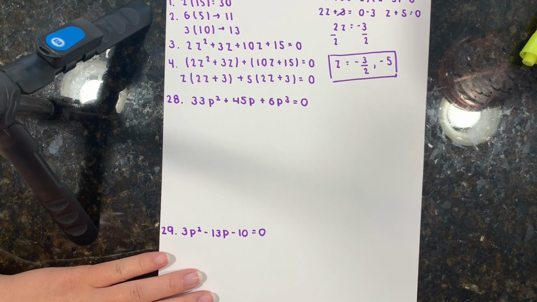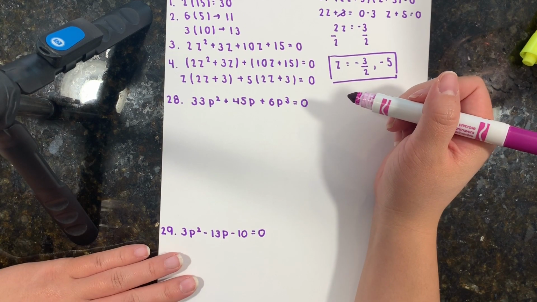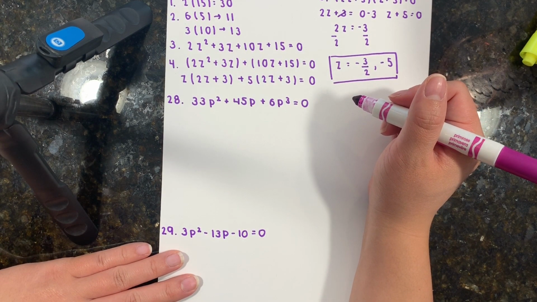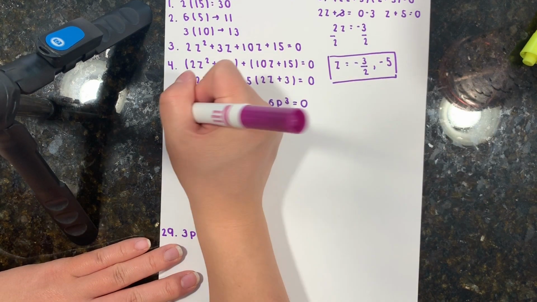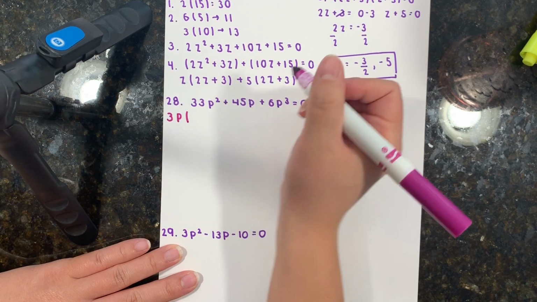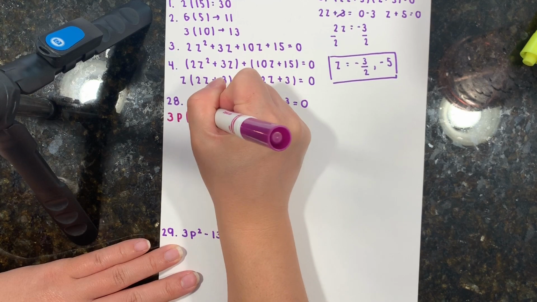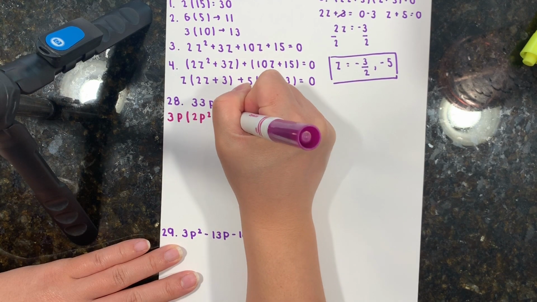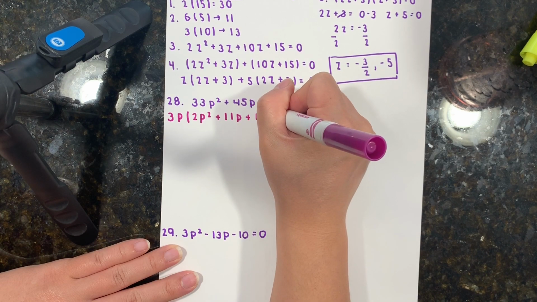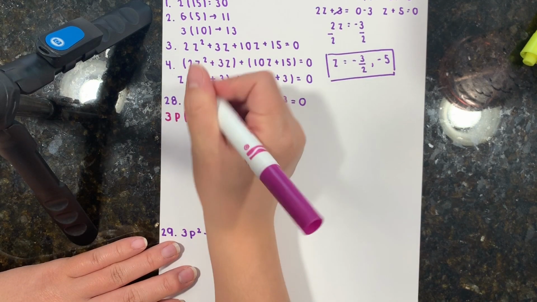But for this one, what I need to recognize is that there's actually something I could factor out of all 3 of these terms. All 3 of these terms are divisible by p, but they're also divisible by 3. So if I factored out a 3 and a p from the beginning, I would be left with, in the first term, 2p squared. Second term, 11p. And last term, 15 equals 0.